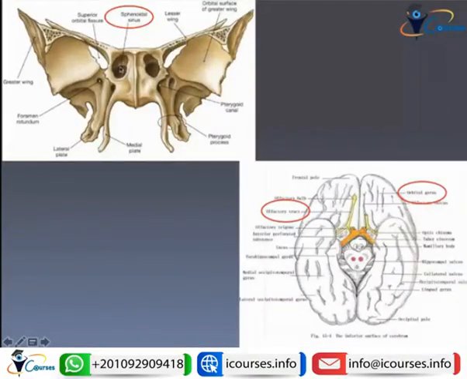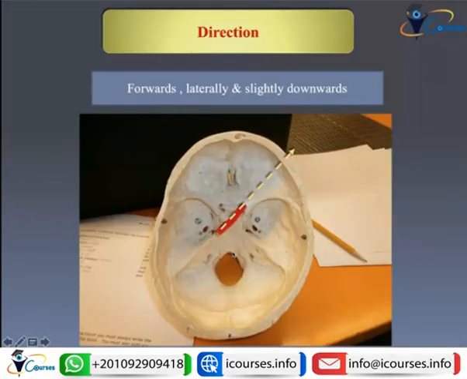So here is the sphenoidal sinus, and above the optic canal will be the orbital gyrus and the olfactory tract. What is the direction of the optic canal? It will be directed forward, laterally, and slightly downward, which is the same direction of the orbit itself.